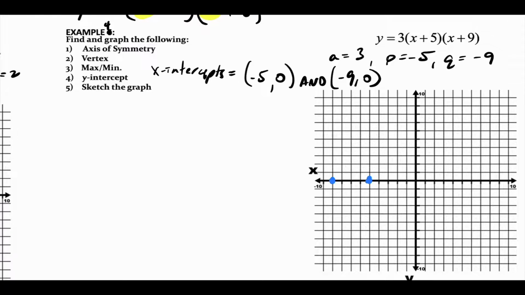Now we go to y-intercept. Or sorry, axis of symmetry first. Now again, if you can see visually where the middle is, you don't need to do anything. Just where's the middle? Sometimes it's hard though. Sometimes the middle will be a decimal. It gets kind of confusing because sometimes the middle isn't so clear. If it's not clear, add up P plus Q and divide by 2. When I do that, I get -7. The same answer you probably got when you did it visually.